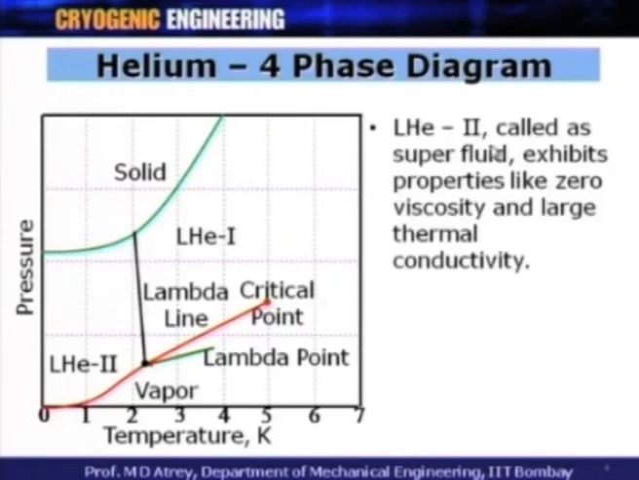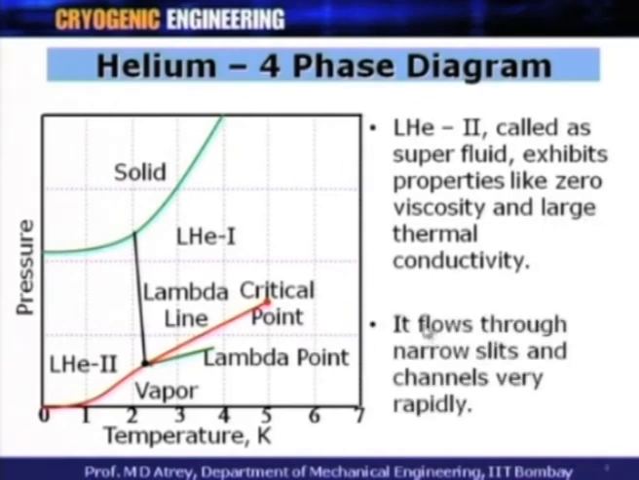So, liquid helium-2 is called a superfluid, it exhibits properties like zero viscosity and large thermal conductivity. It flows through narrow slits and channels very rapidly. That means it does not obey the normal laws. It has very specialized laws for itself. And as we understood, as we go down from 2.17 Kelvin, the percentage of superfluid will start increasing. At 0 Kelvin, it will be 100% superfluid, that is 100% liquid helium-2.